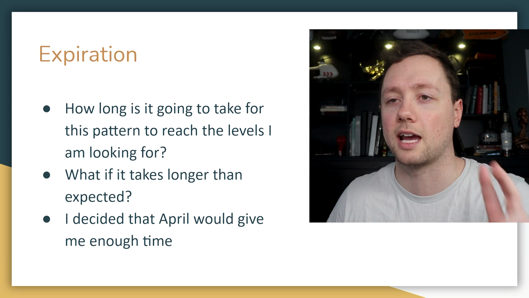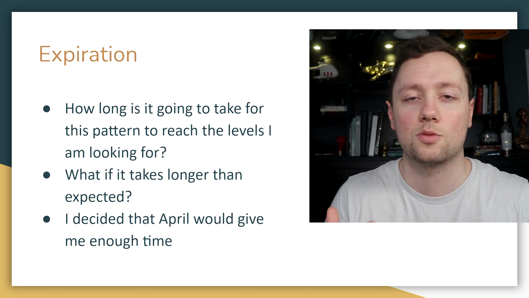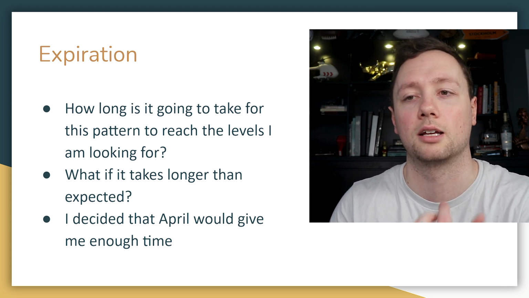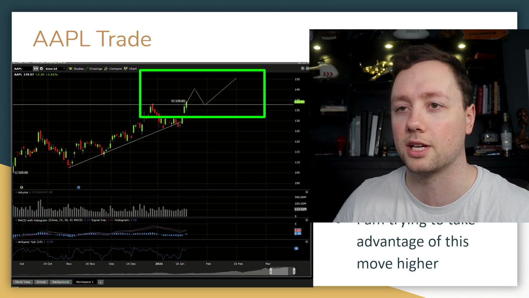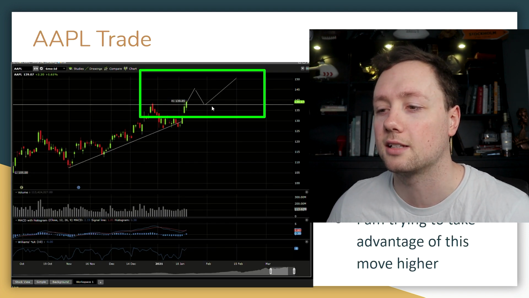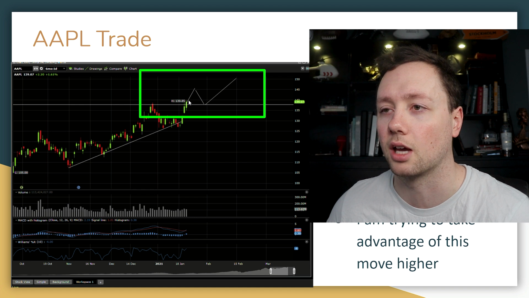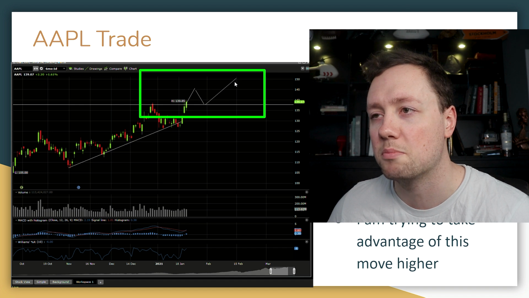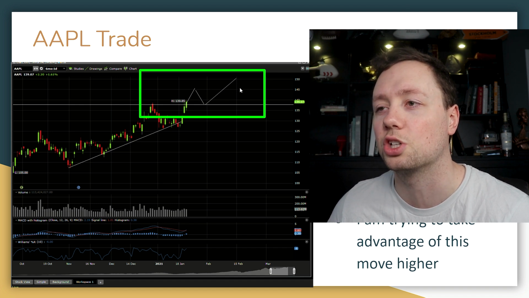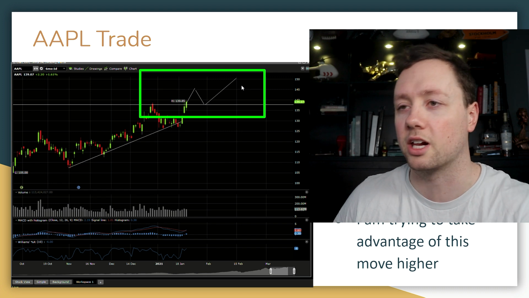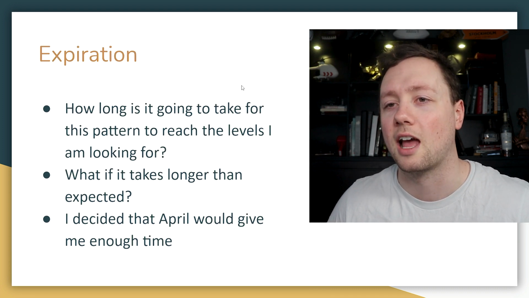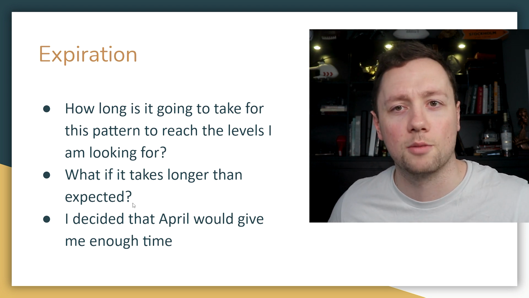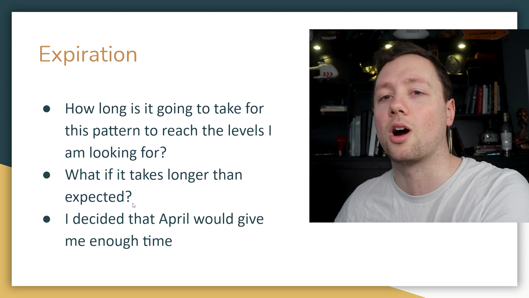Let's dive into the next 2 factors. So number 1 is expiration. This is what you need to ask yourself: how long is it going to take for this pattern to reach the levels that I am looking for? So those lines that I drew on that stock chart right here, how long is it going to take for this to happen? I'm saying, okay, maybe February it retests in here, March it kind of breaks through, but by the time March starts, we should be somewhere where I'm ready to take profit. So when I look at the chart, I go, okay, I need up until March, and then what you need to ask yourself is, if it takes longer than expected, am I going to be okay?